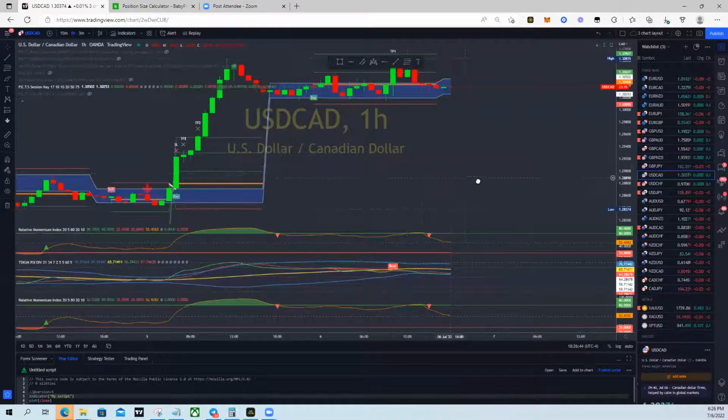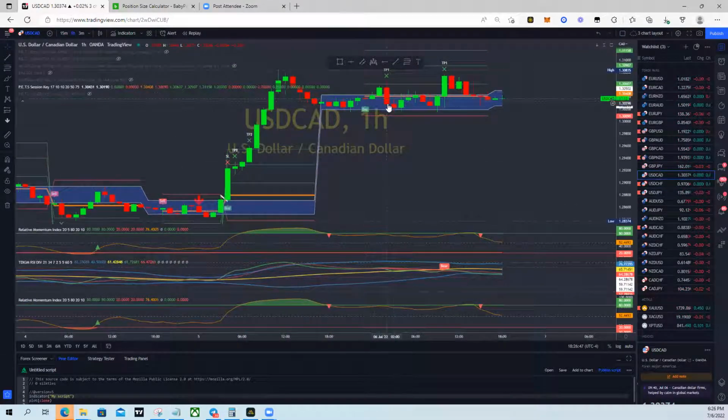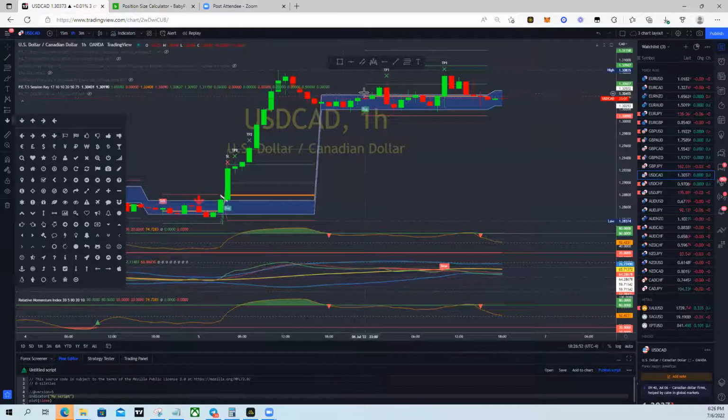USD CAD gave us a buy. There's that optimal entry again, two of them. So if we're buying the market, where should we buy from? Do we want to buy when it breaks all the way up here? Because that's what retail traders do. They wait for it to break.